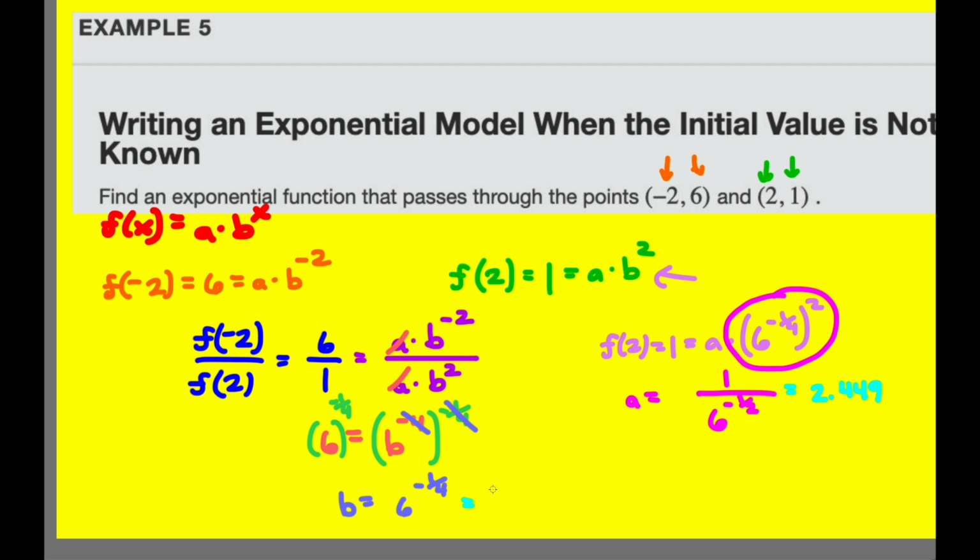And for the b, you're going to get 0.639. So now we have our a and our b, which is what we needed here. So now we can actually write the final answer. f of x is equal to our a value times our b value to the x power. And hopefully you can read that.